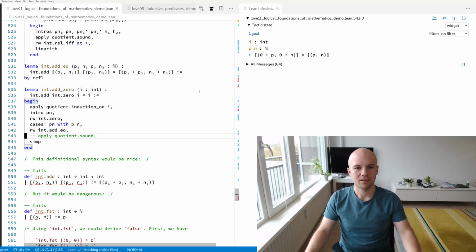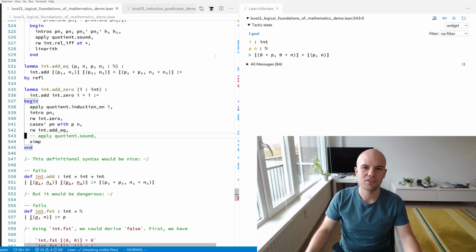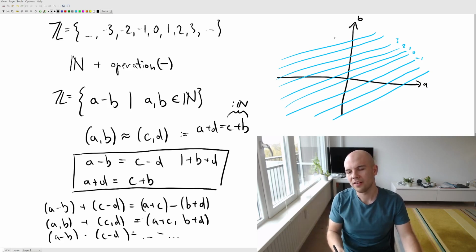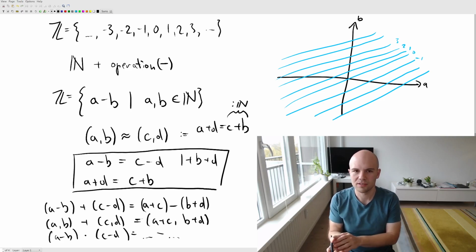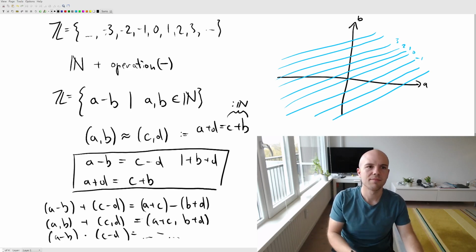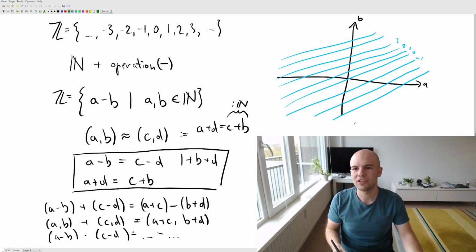Another way is to define the integers using subtypes. What I've shown you here is the way to construct the integers using quotients, by identifying pairs of natural numbers that have the same difference. That should correspond to the same integer if you interpret a pair as a subtraction. And another way to construct integers is as a subtype by picking a canonical representative out of each of those equivalence classes.